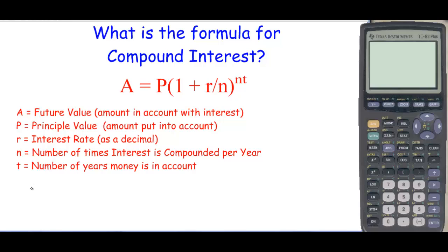A stands for our future value. That's the amount in the account after we have interest. P is called the principal value, and that's the amount you put into an account. R is called the interest rate, and we always write it as a decimal. N is the number of times interest is compounded per year, and T is the number of years money is in the account. And it's important to remember that T is in years, not months or days or anything like that. So we're going to go through 4 examples.